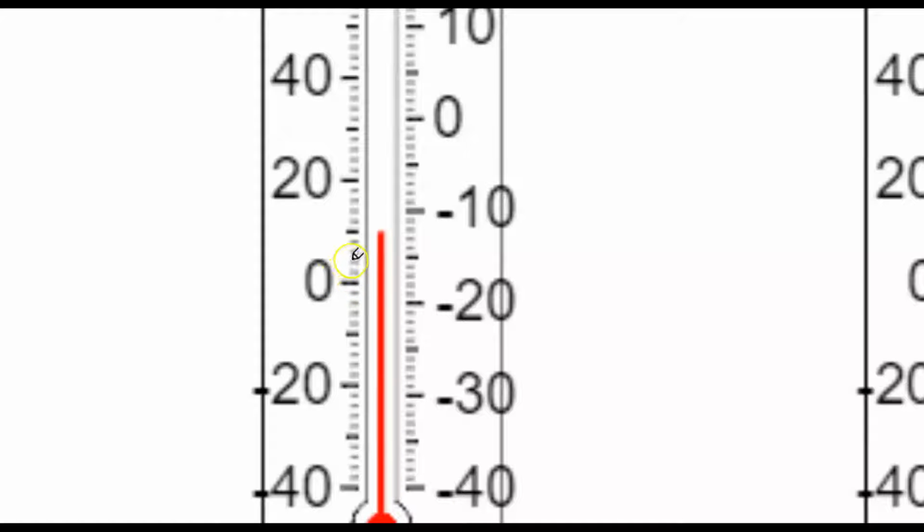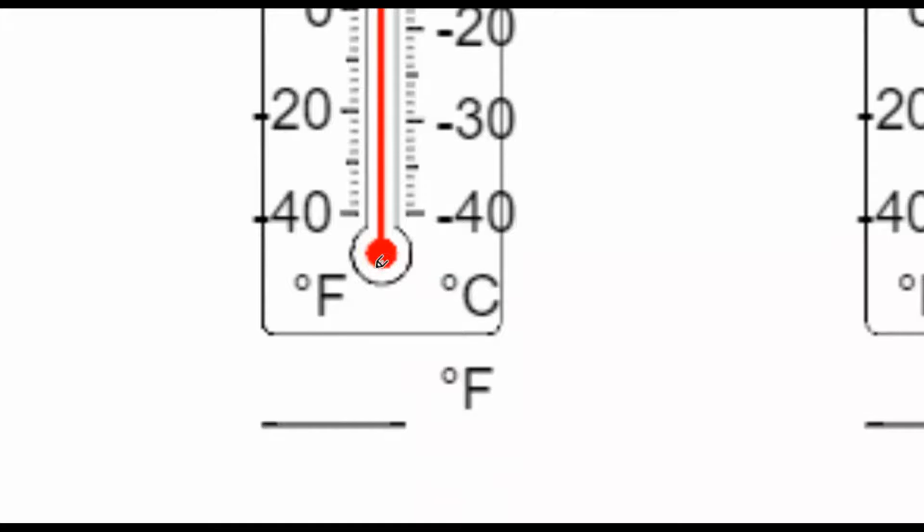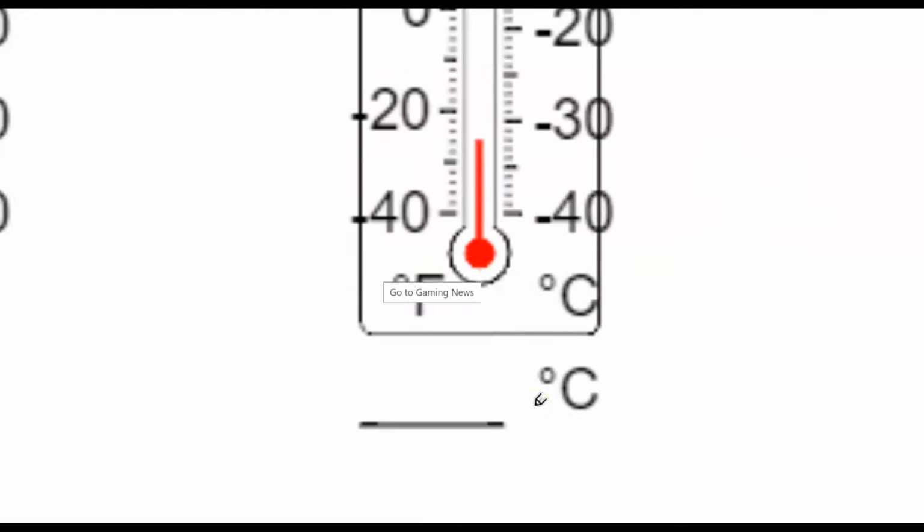0, 2, 4, 6, 8, 10, 12, 14, 16, 18, 20. They're counting by 2. So each mark we count by 2. So this mark right here, 2, 4, 6, 8, means 10. So we can go ahead and write that down here, 10 degrees Fahrenheit. Always important to look at what we are trying to measure.